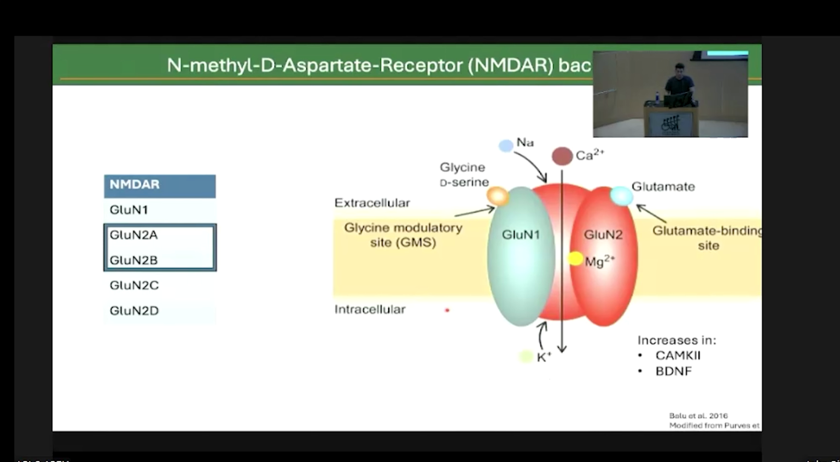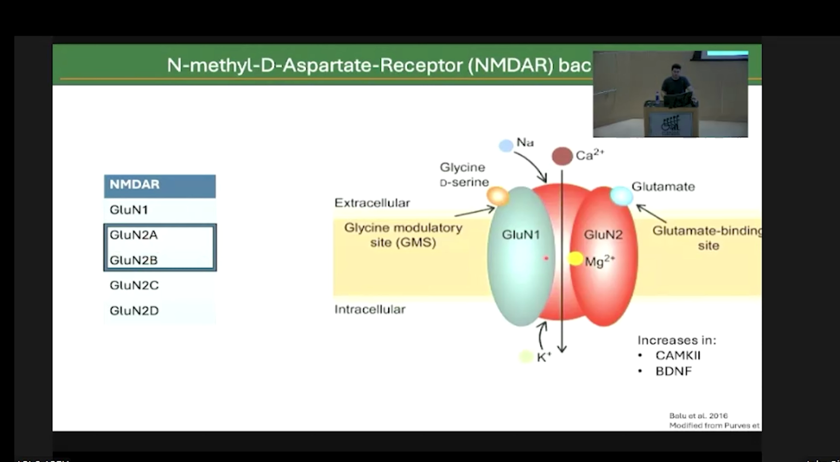So before I go further, I want to give more background on the NMDA receptor, as that's going to be important for my talk. The NMDA receptor is composed of 2 GluN1 units and 2 GluN2 units. These GluN2 subunits come in a variety of different flavors, but what I want to focus on are the GluN2A and 2B subunits, which I'll talk about later.